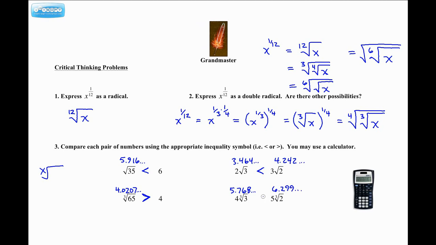Well, I think it's obvious that this one's bigger. Okay, so if you want to know if you're using your calculator correctly, just make sure that you can get these decimal approximations. All of these decimal approximations indicate that these radicals are irrational.